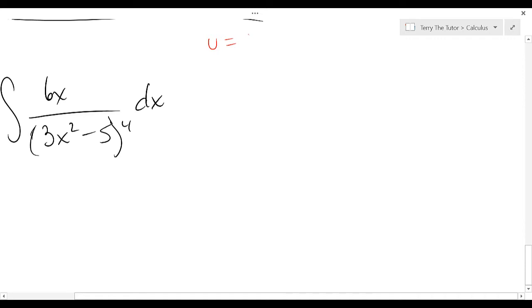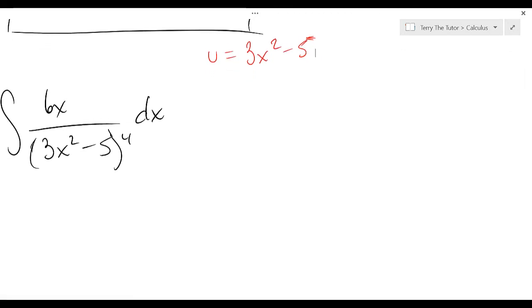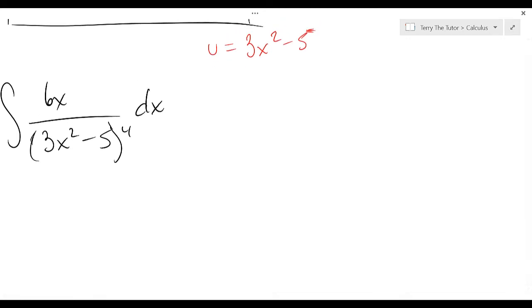U, I'm going to make that equal 3x squared minus 5. Not 3x squared minus 5 to the fourth. That's because we have to find du, and if I were to find the derivative of it to the fourth, I'd have a nasty looking chain rule. And really the only explanation that I would have as a novice is I don't want to do the chain rule. Because I've seen this a couple of times, the explanation is because I know what I'm looking for. And again, you will as well.